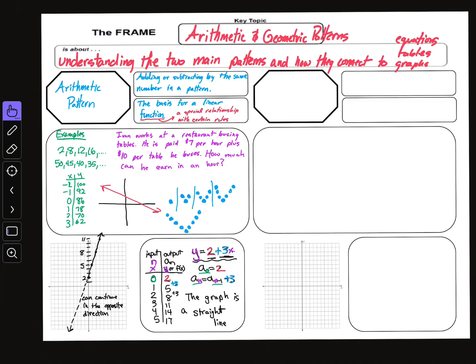All right, so that's the arithmetic pattern. So next up, what we're going to take a look at is the geometric pattern.